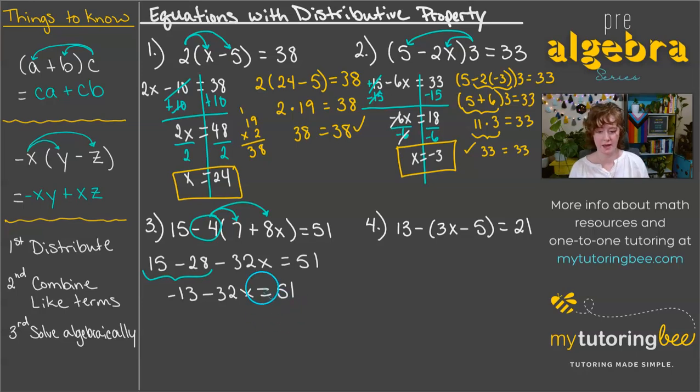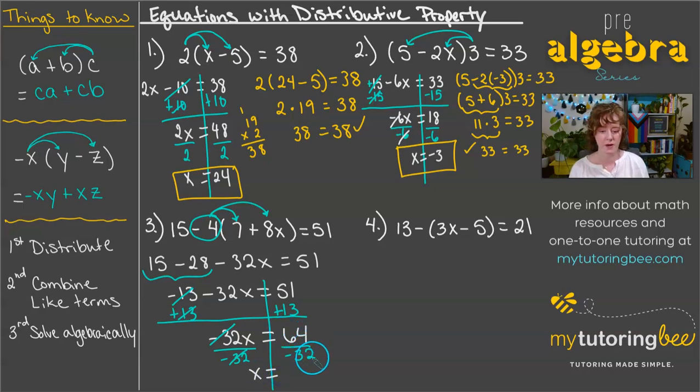Let's drop our line down through here. We're going to add 13 to both sides of the equation to cancel that negative 13 out. And that leaves us with negative 32x equals, let's see, that gives us 64. Then our last step is to divide by negative 32. Divide by negative 32. That's going to cancel out that coefficient there. And then x equals 64 divided by negative 32. That's going to give us negative 2.